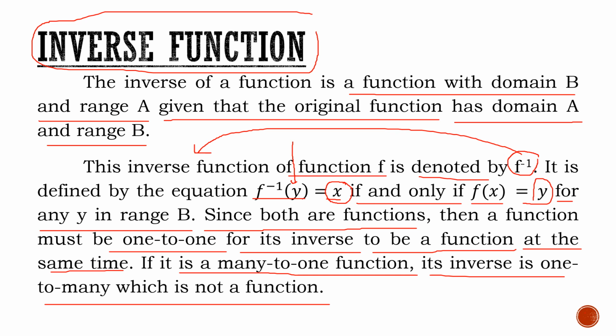Then next, if the x and y values of a function that is not one-to-one are inverted, the result is no longer a function. Yes, because if you take the inverse of a many-to-one function, that will be a one-to-many. Therefore, it's no longer a function. So that's how we define your inverse function. Again, only a one-to-one function has an inverse function.